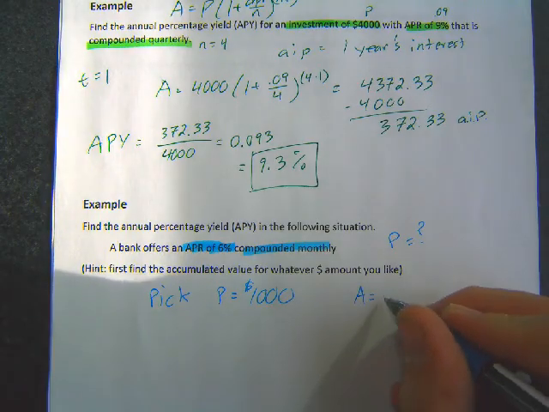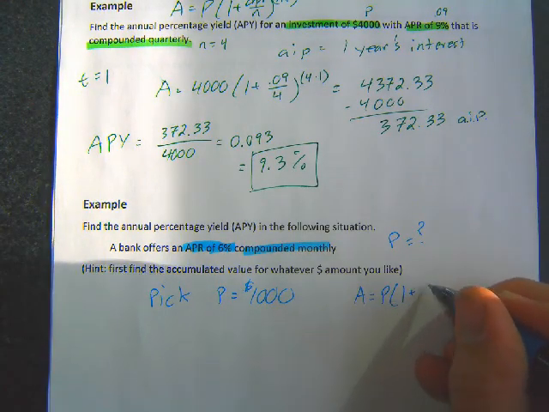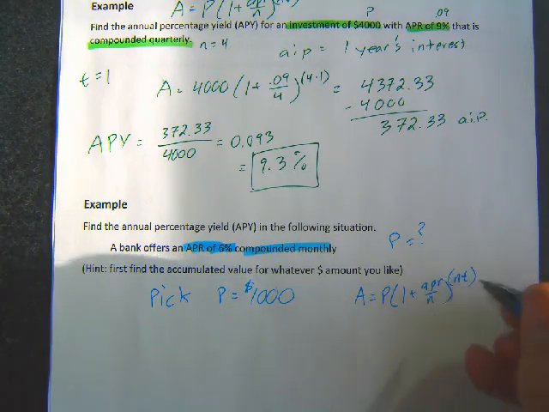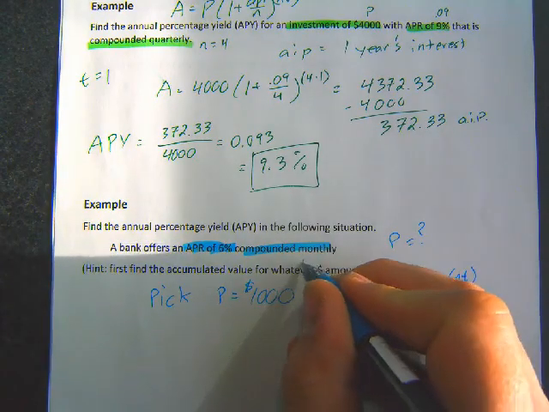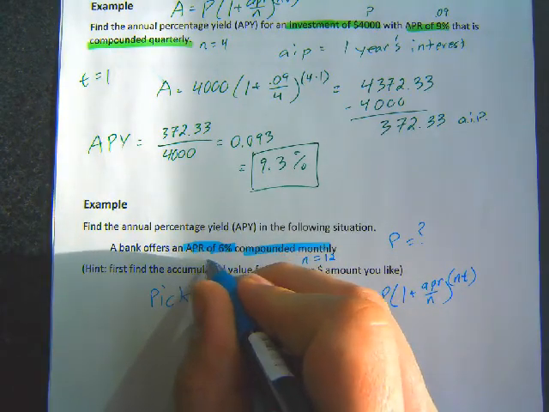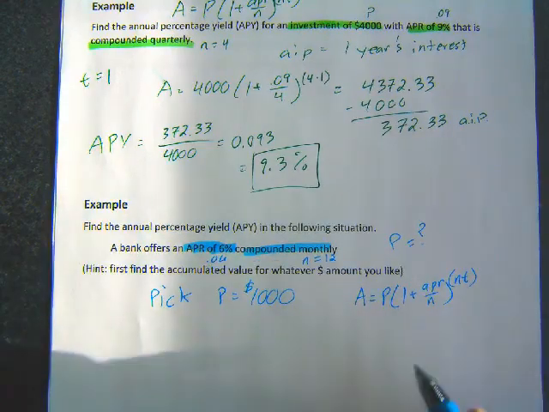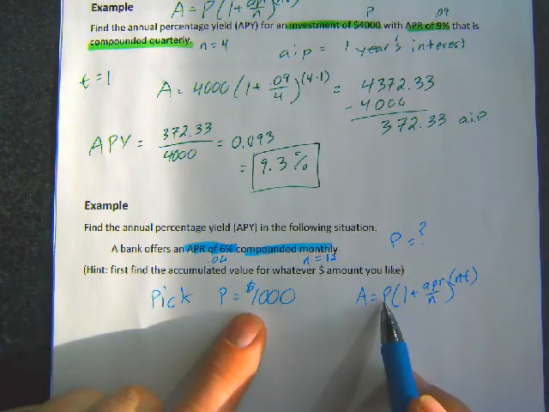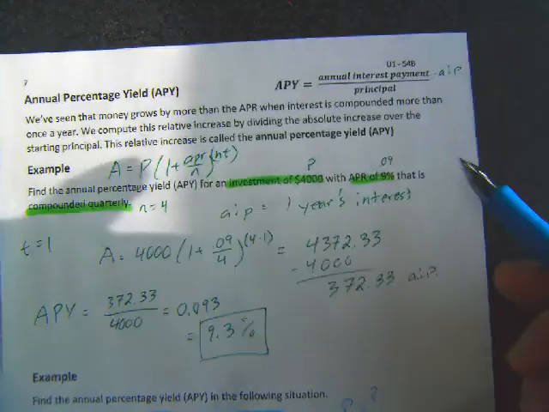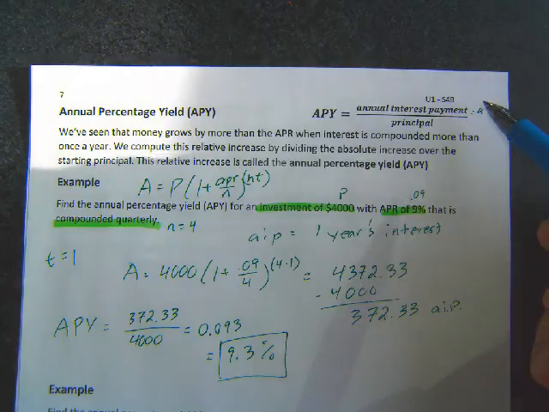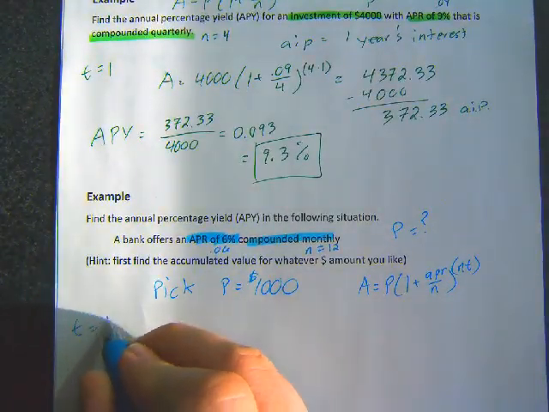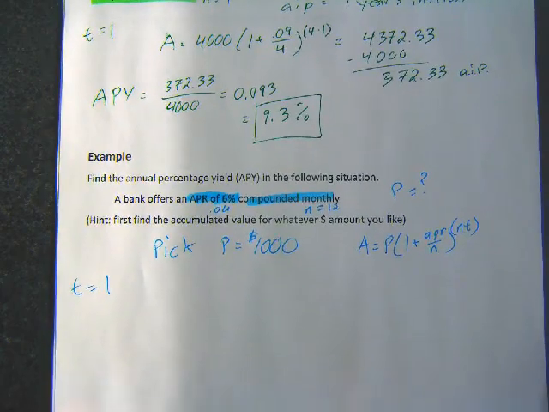We're doing compound interest, so P times (1 plus APR over N) to the NT power. Here, N is going to be monthly, so it's going to be 12. My APR is 6%, so 0.06 is my APR. And we picked 1,000 for our principal. And again, when you're doing APY, we always want to find an annual interest payment, which means we want that to be yearly. So T is going to be 1.